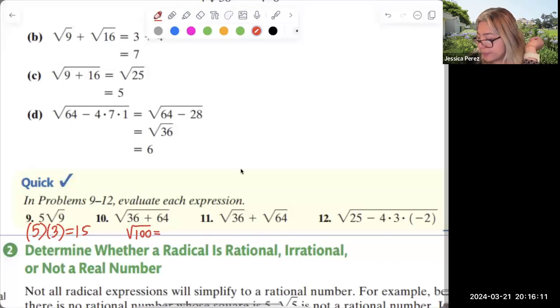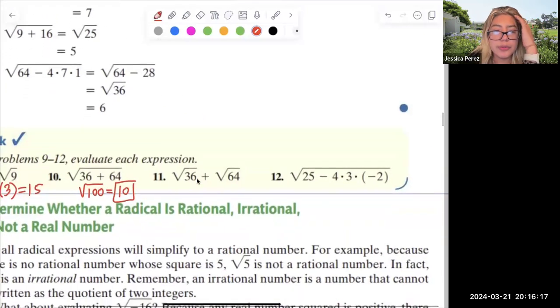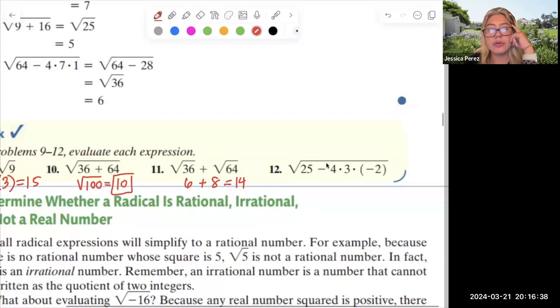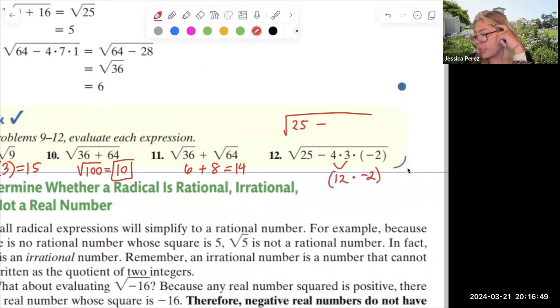Thank you, Emily. Thank you, Michael. And it's a 10. Now these are separate, only the square root of 36, we've done that so many times, that's 6. Plus the square root of 64 is 8. So 6 plus 8 gives me 14. And then if we do 12, we have to do what's inside first. So we have the square root of 25 minus, this is a 12, and then times a -2. So that's a negative 24.